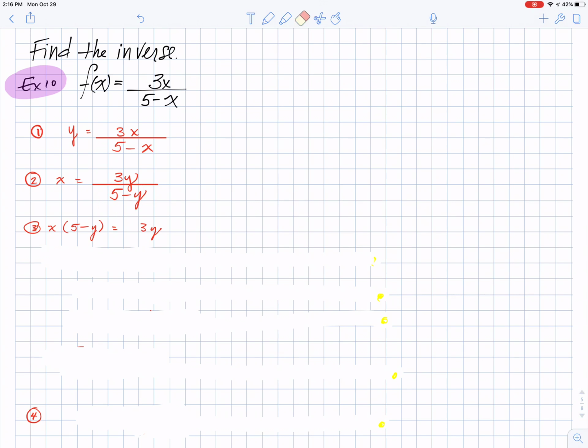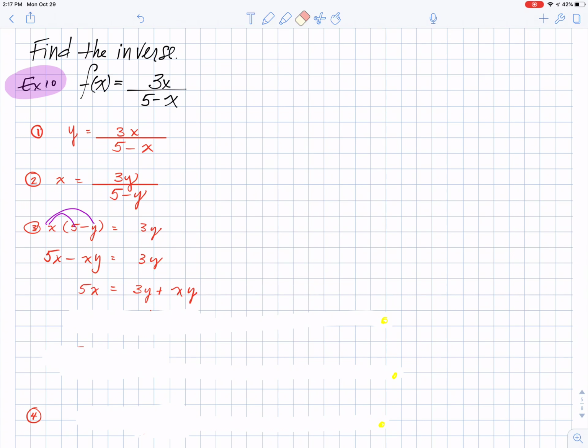The next thing I'm going to do is distribute my x to both of those terms inside that quantity. And now you'll notice I actually have 3 terms. I have the 5x term, the negative xy term, and the positive 3y term. 3 terms. 2 of those terms have a y in them, but the third term does not. So what I want to do is separate those. I want y terms on one side and non-y terms on the other side.